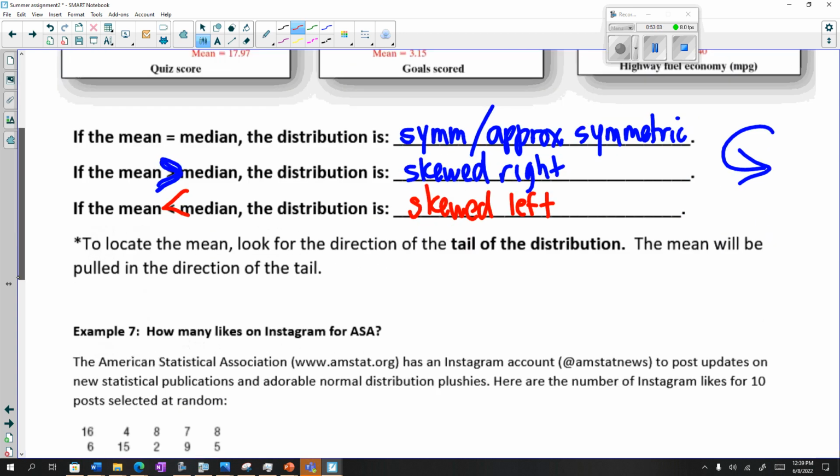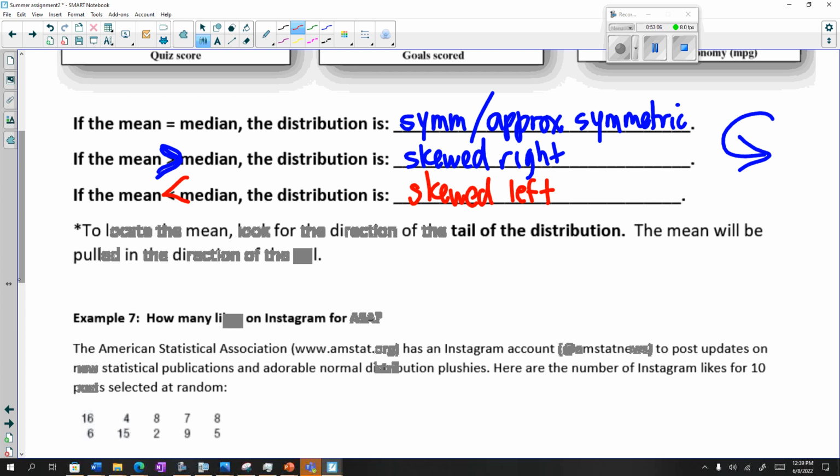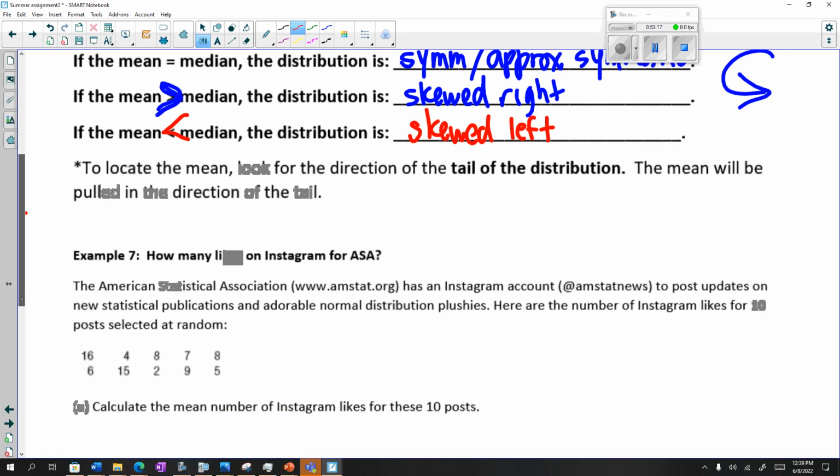So if we want to locate the mean, all we have to do is look at the direction of the tail or the skew, and then that's going to tell me where the mean is going to be pulled. All right, so now we have a question below. Look at the bottom of this page, example 7.